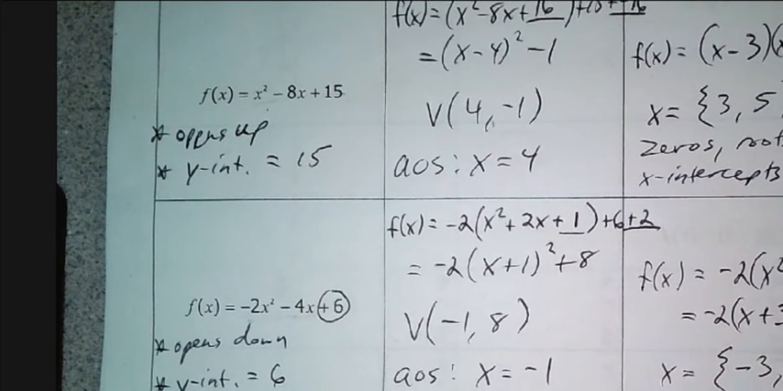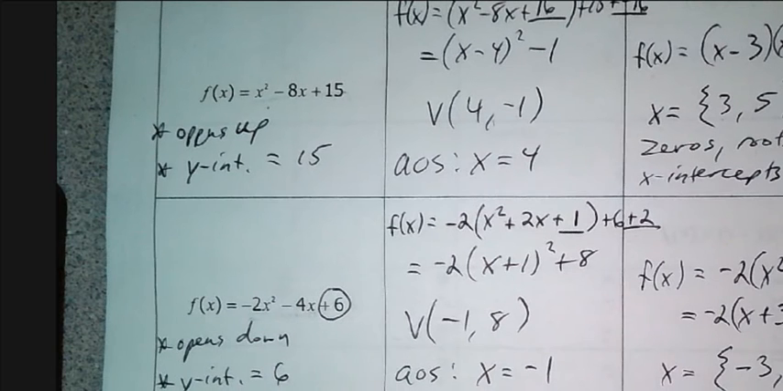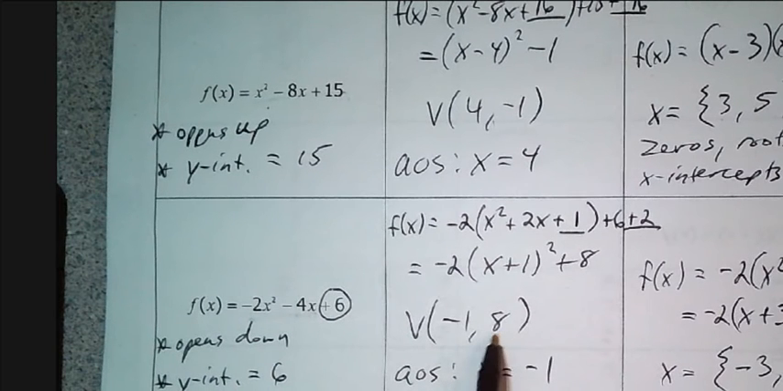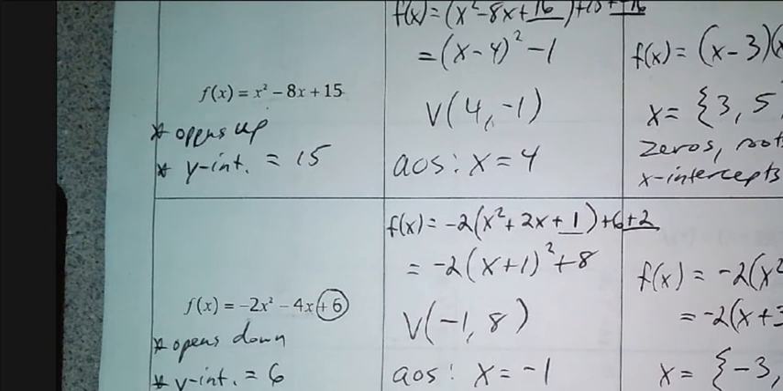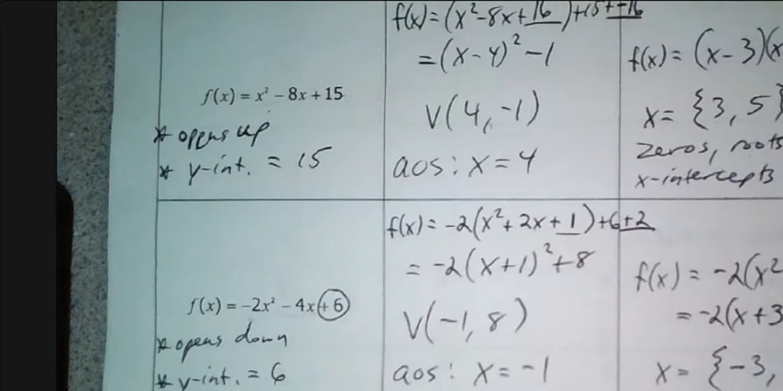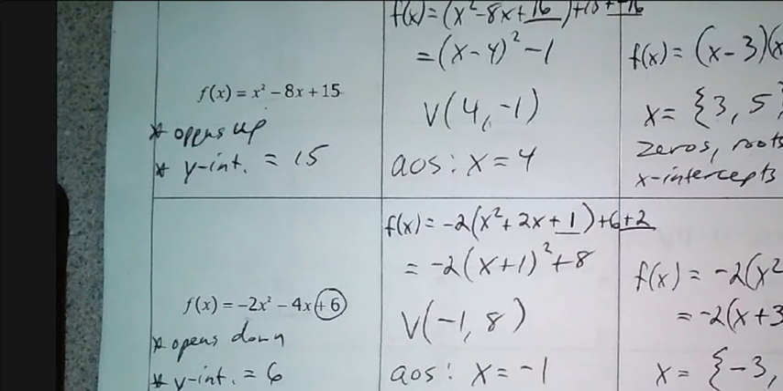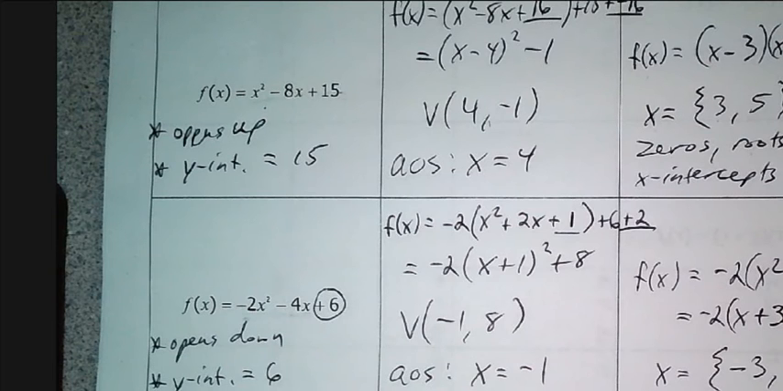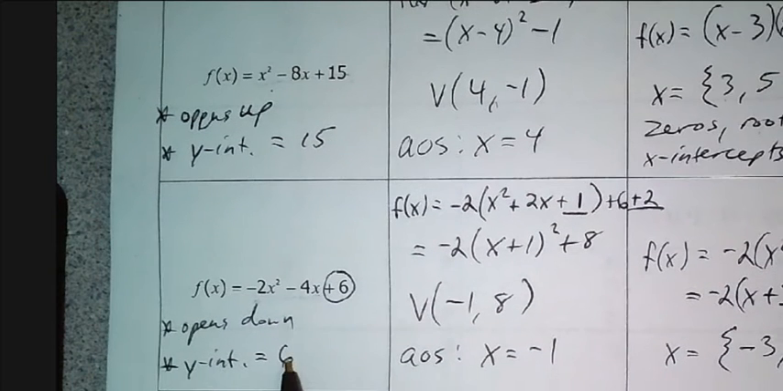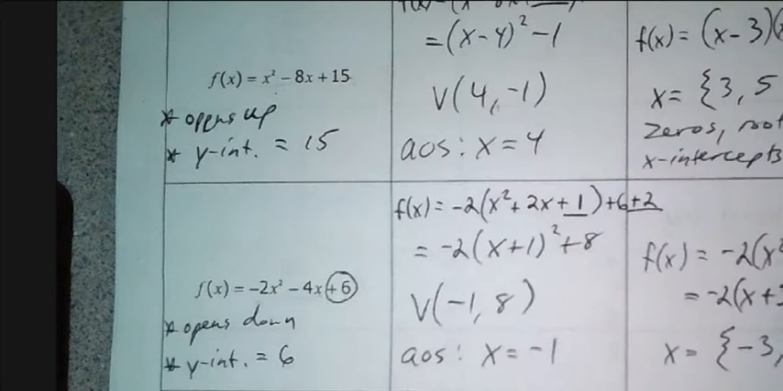Alright, now let's graph it using all the things that we have. First of all, let's start with our vertex. So, -1, 8. Next, let's do our y-intercept, since that's a number that we can graph. What is it? 6. So go up to 6. 1, 2, 3, 4, 5, 6, right here.